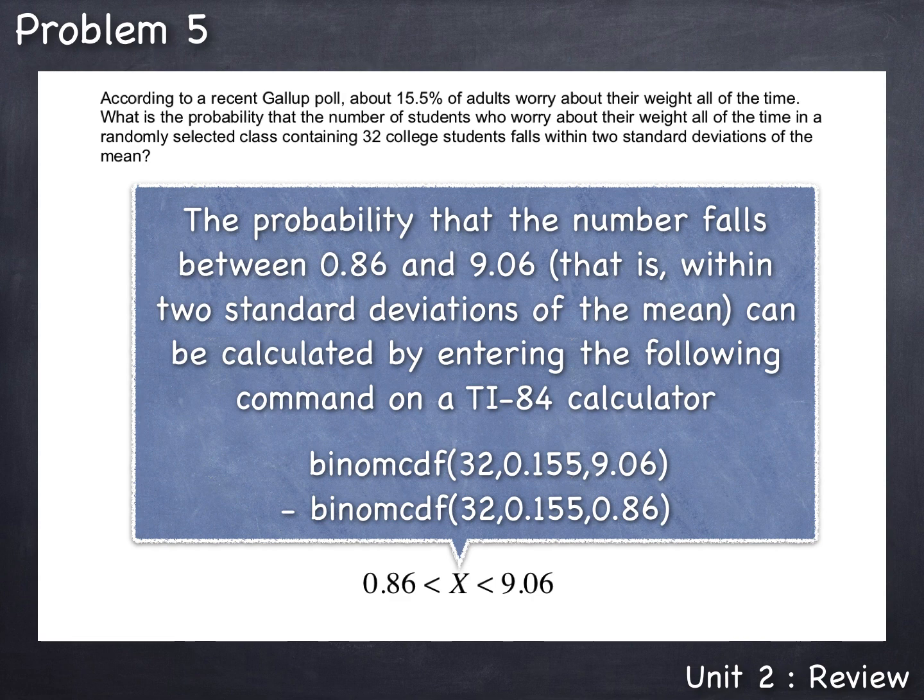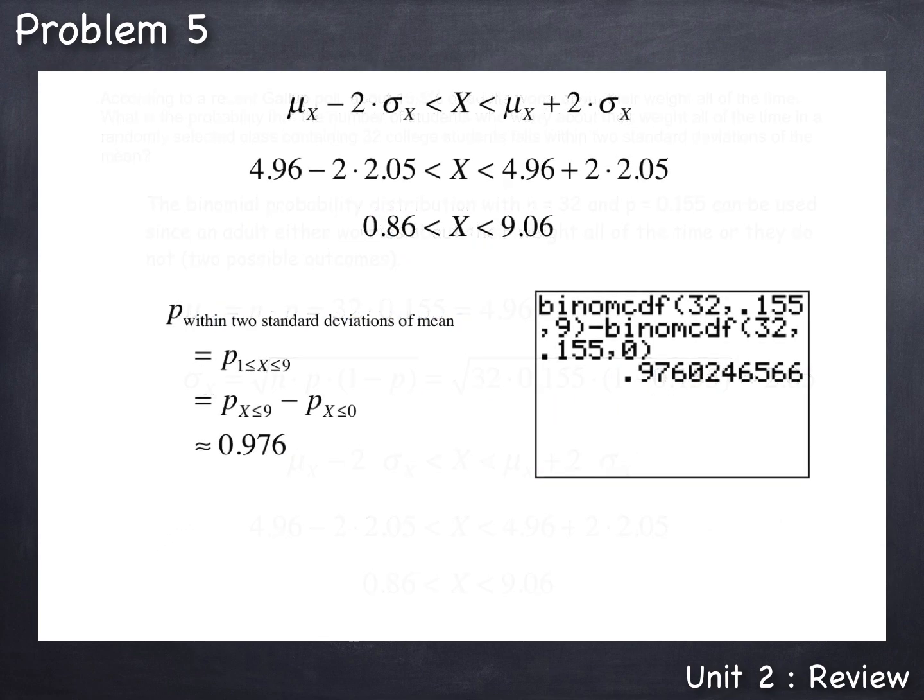Subtract, second vars, arrow down to binom CDF, enter, 32, comma, 0.155, comma, 0.86, close parenthesis. And when you press enter, you will see the answer. Here, rounded off to 3 places after the decimal, you would get 0.976 or 97.6%.